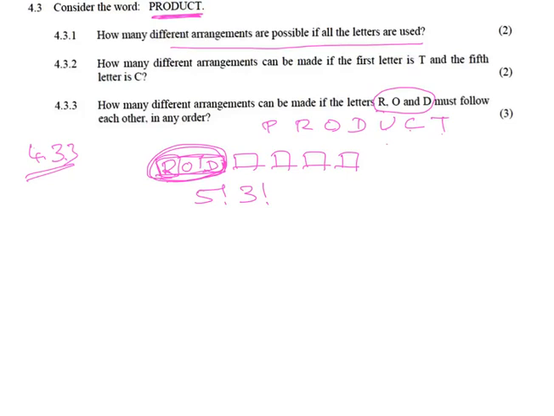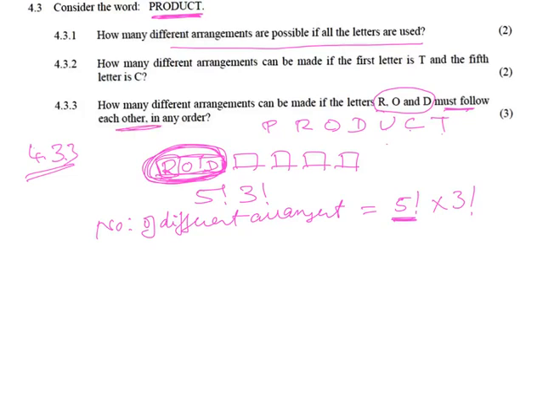Therefore, the number of different arrangements is equal to 5 factorial times 3 factorial. So we must not assume there's going to be 4 factorial, it's supposed to be 5 factorial because ROD is considered as one letter, and then we consider rearranging them with the other letters. The total is 5 factorial, but within ROD the letters can be in any order, they must follow each other, can be in any order. Therefore, that is given by 3 factorial ways. So that is my answer, 5 factorial times 3 factorial.